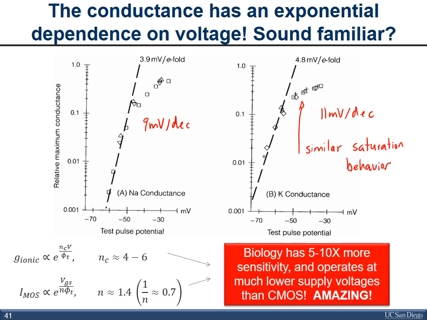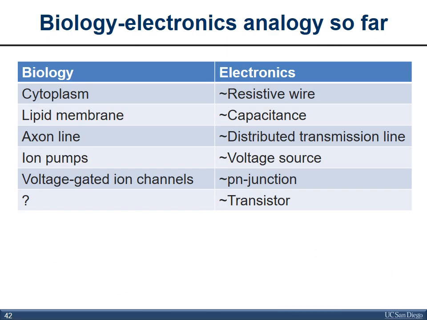That we've seen in MOSFETs as well. So that's pretty cool. So we can take an analogy of biology to electronics in the following manner. We said that cytoplasm was loosely something like a resistive wire. The lipid membrane was effectively capacitance. The axon line was some sort of distributed transmission line. Ion pumps are roughly voltage sources. Voltage-gated ion channels are kind of like p-n junctions.